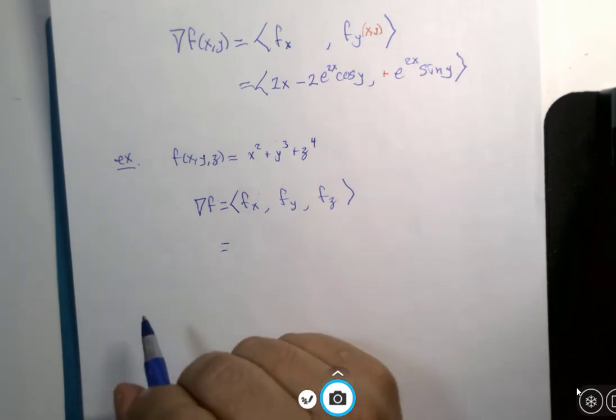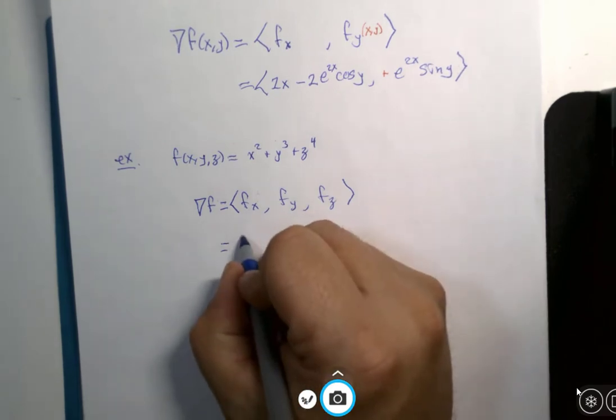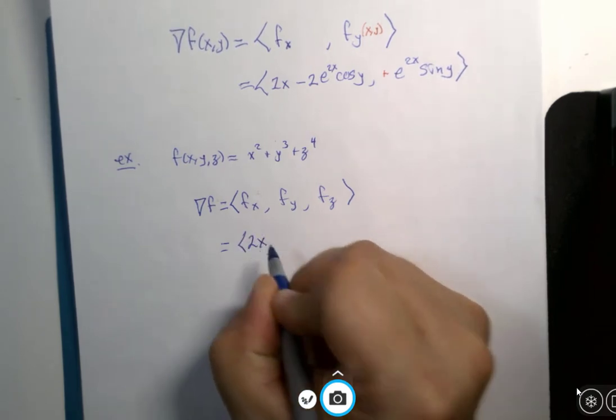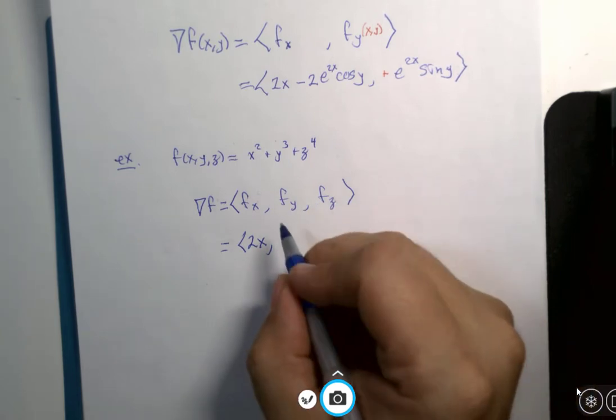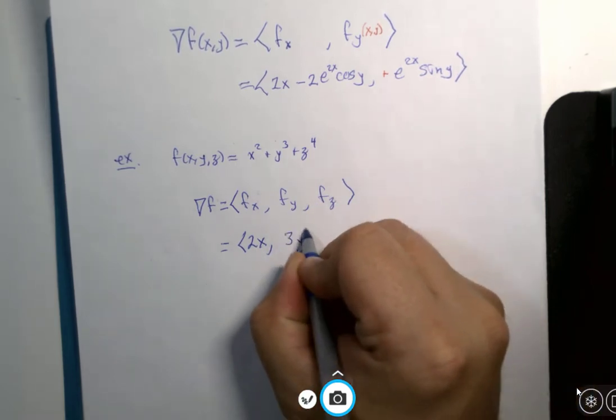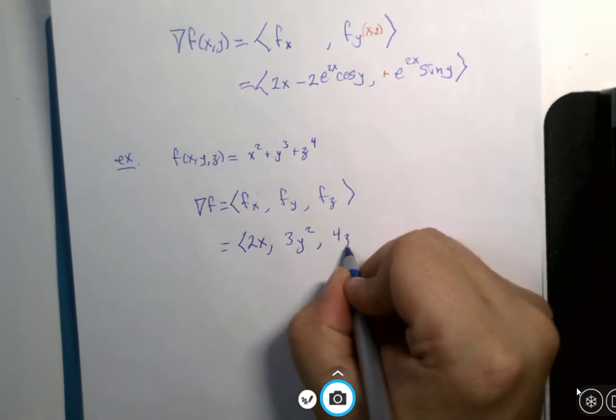And what is the x partial derivative? I can almost hear you say 2x. And the y partial derivative? Oh, I definitely heard you that time. 3y squared. And that would be 4z to the 3rd.